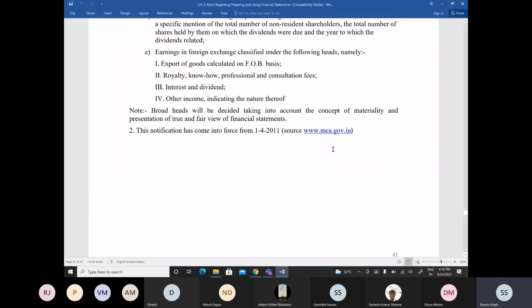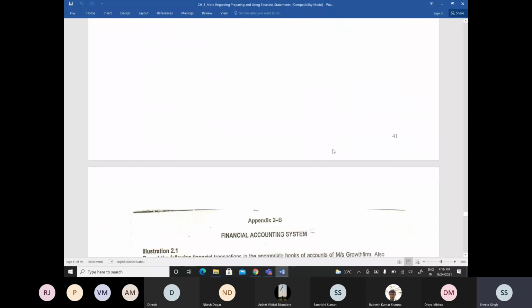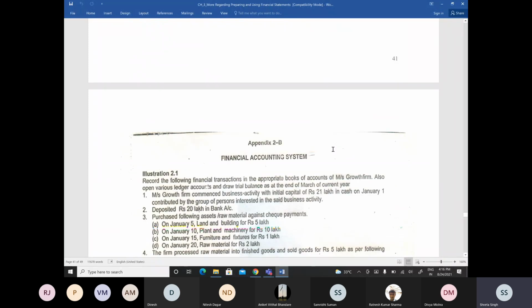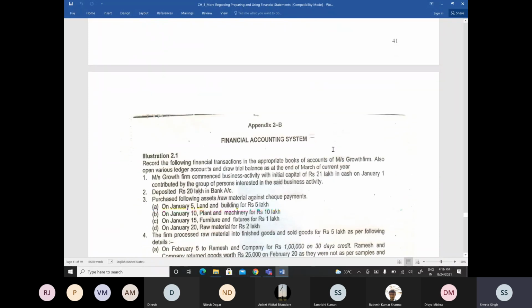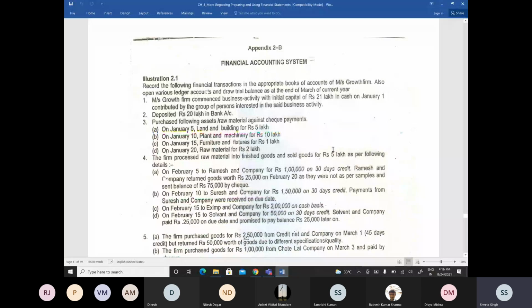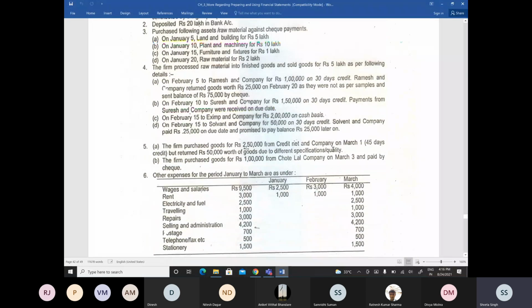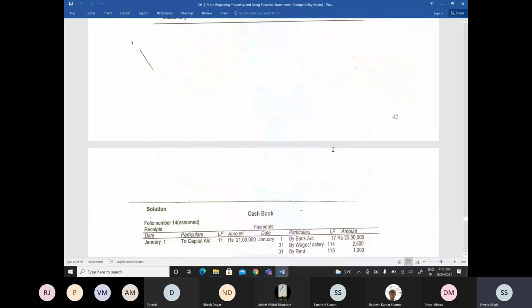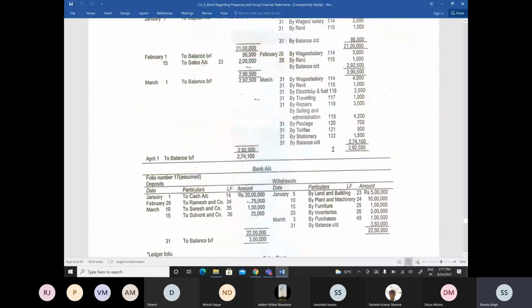It is taken from mca.gov.in. MCA is basically Ministry of Corporate Affairs. These are also some illustrations that I have put from very good accounting books for all of you who want to read extra.